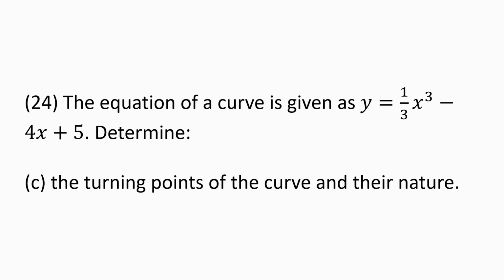Question 24, part C. The equation of a curve is given as y equals a third x cubed minus 4x plus 5. Determine the turning points of the curve and their nature. To find the turning points, we need to use the gradient function. Remember, in part B we obtained the gradient function as x squared minus 4. At a turning point, the gradient of the curve is equal to 0. Therefore, we equate our gradient function to 0, and that gives us x squared minus 4 equals 0.